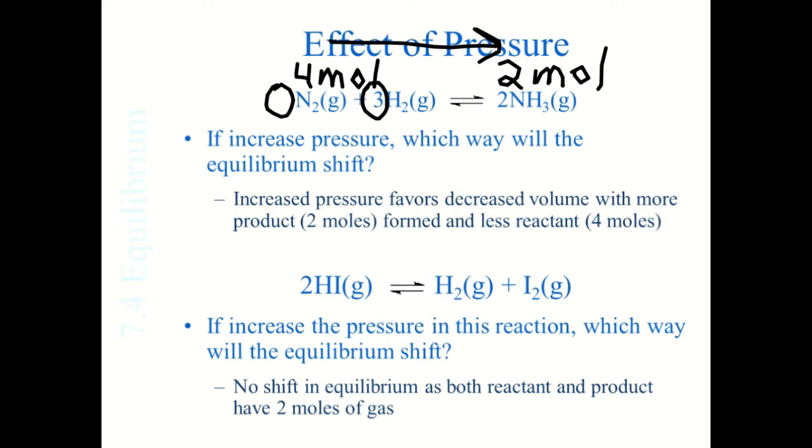If I had reduced the pressure, which way would it shift? It would shift towards the left. That's all it is. It depends exactly on how many moles are there. Whichever side has the least number of moles, it will shift that way to decrease pressure. It will shift towards the side with more moles to increase pressure.